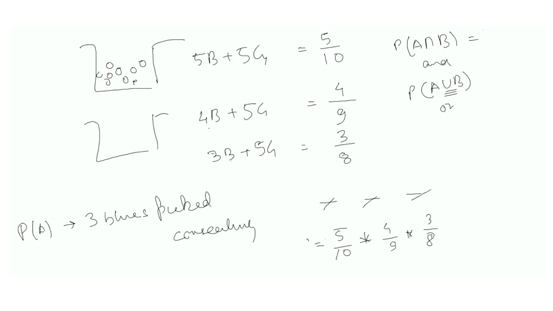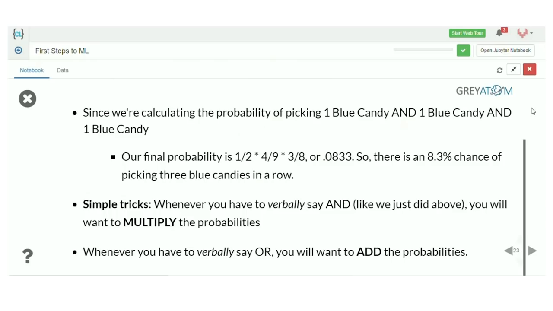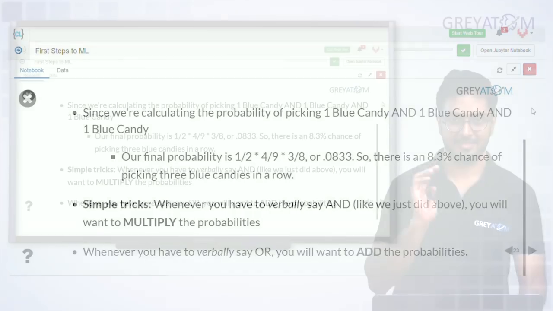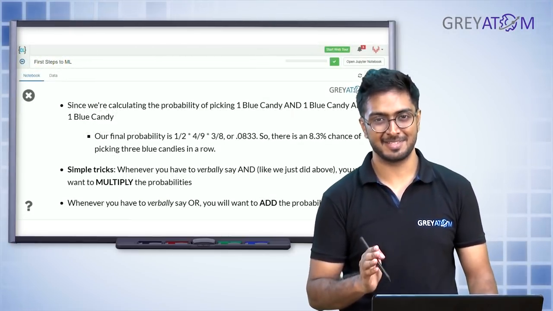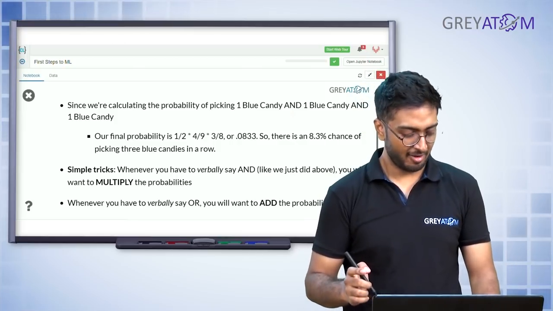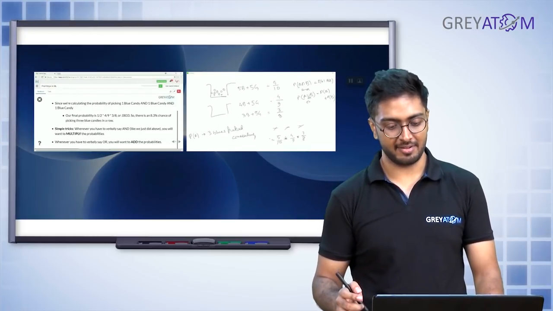And obviously, if it's A intersection B, it can be written as P(A) into P(B) if they're independent events. And this is equal to P(A) plus P(B) if they're mutually exclusive events, right? So that's a simple trick. Remember that this is a trick and not a rule. Obviously, you understand when these conditions are valid, right?